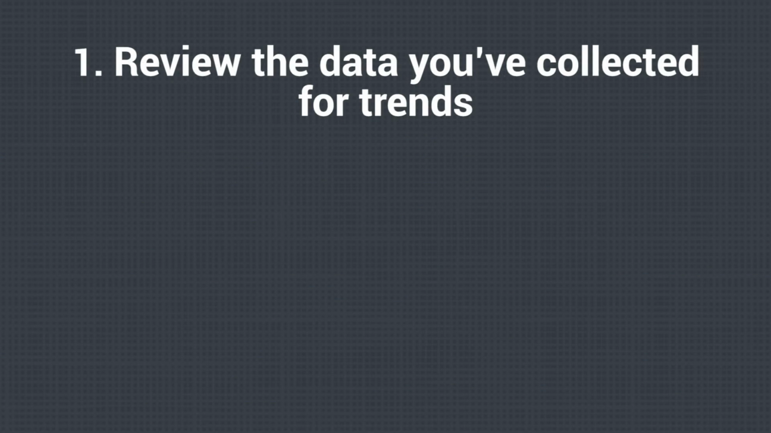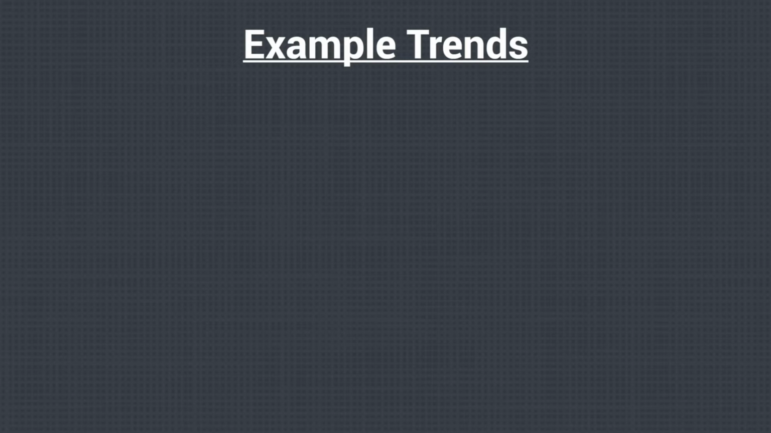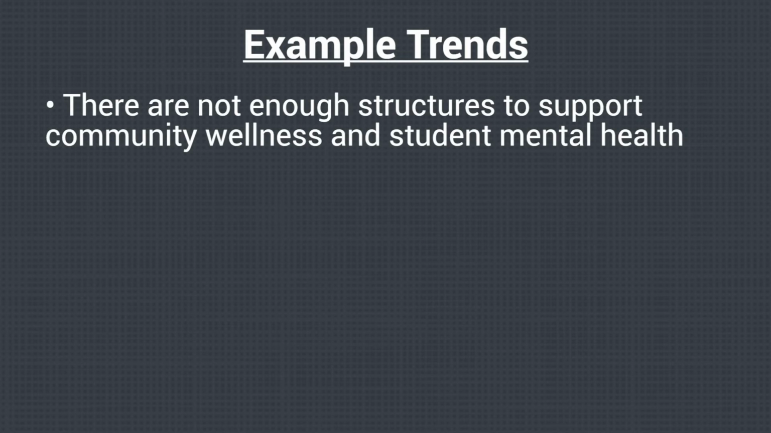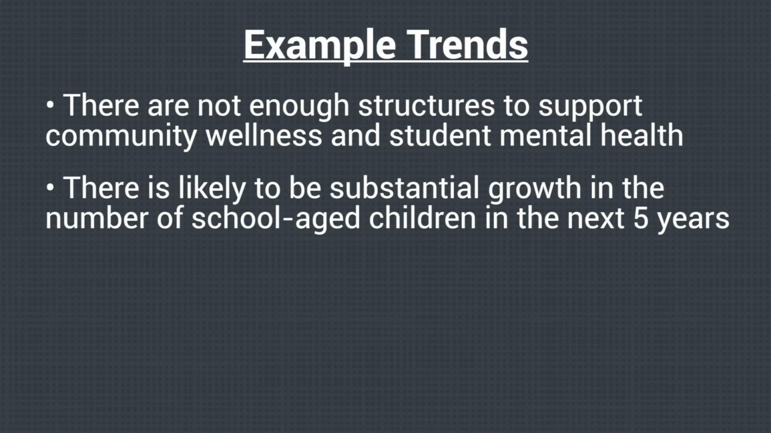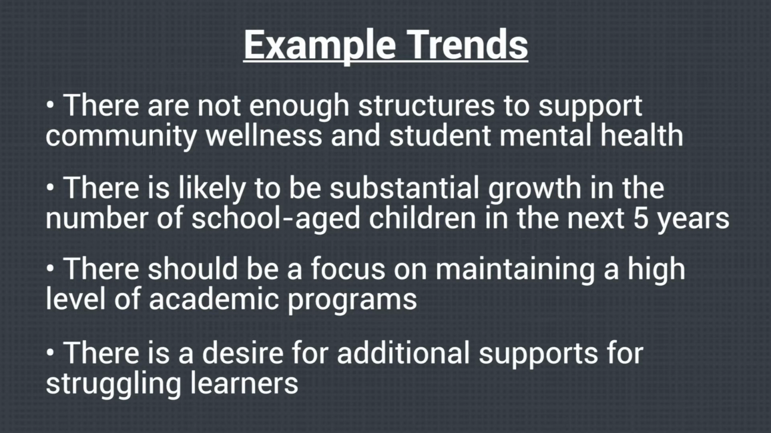Next, assemble your steering team and start to look for trends in the data by looking at cross-sections of different types of data, as well as cross-sections of your stakeholder groups. Here are some example trends that you might find from reviewing these cross-sections. There are not enough structures to support community wellness and student mental health. There's likely to be substantial growth in the number of school-aged children in the next 5 years. There should be a focus on maintaining a high level of academic programs. There is a desire for additional supports for struggling learners.